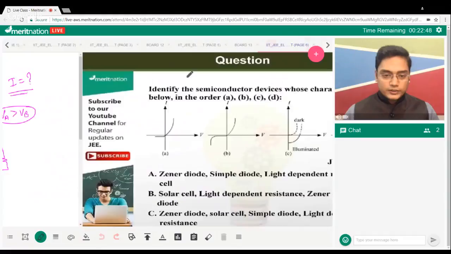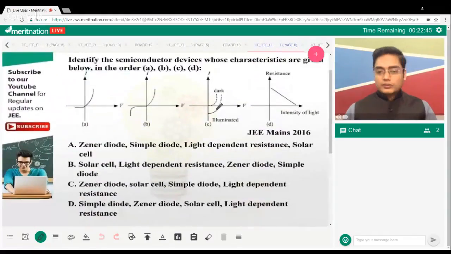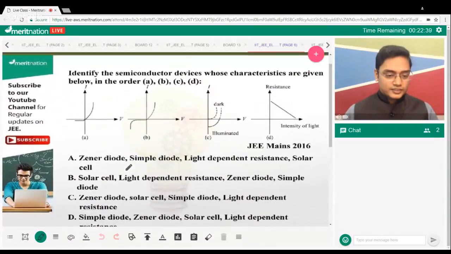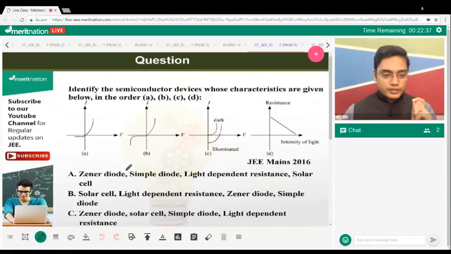Okay, that's good. Now, what about this question? Guys, think about this question. Tell me which one is the correct option here. Which one is correct?